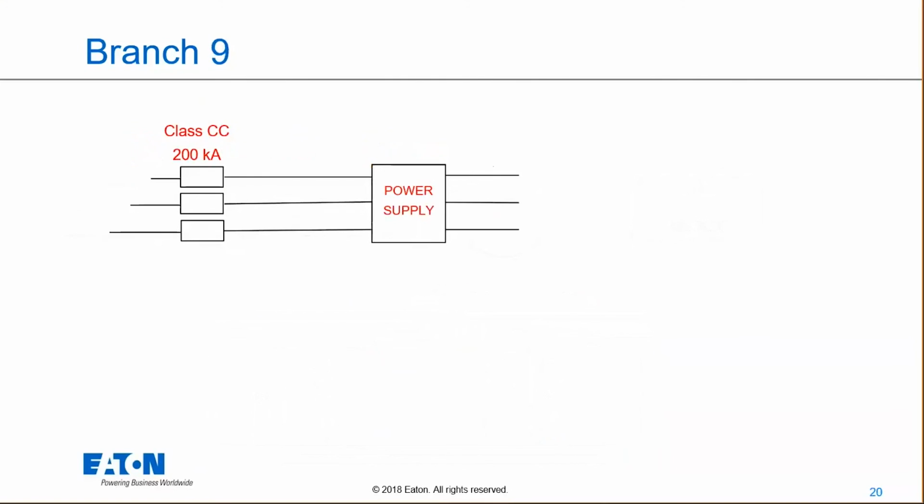The next item is Class CC fuses feeding a power supply. So in this particular case, we can just take the SCCR of the Class CC fuses because we don't have to take into consideration a power supply. So now we can use those Class CC fuses as our primary SCCR for that particular branch.